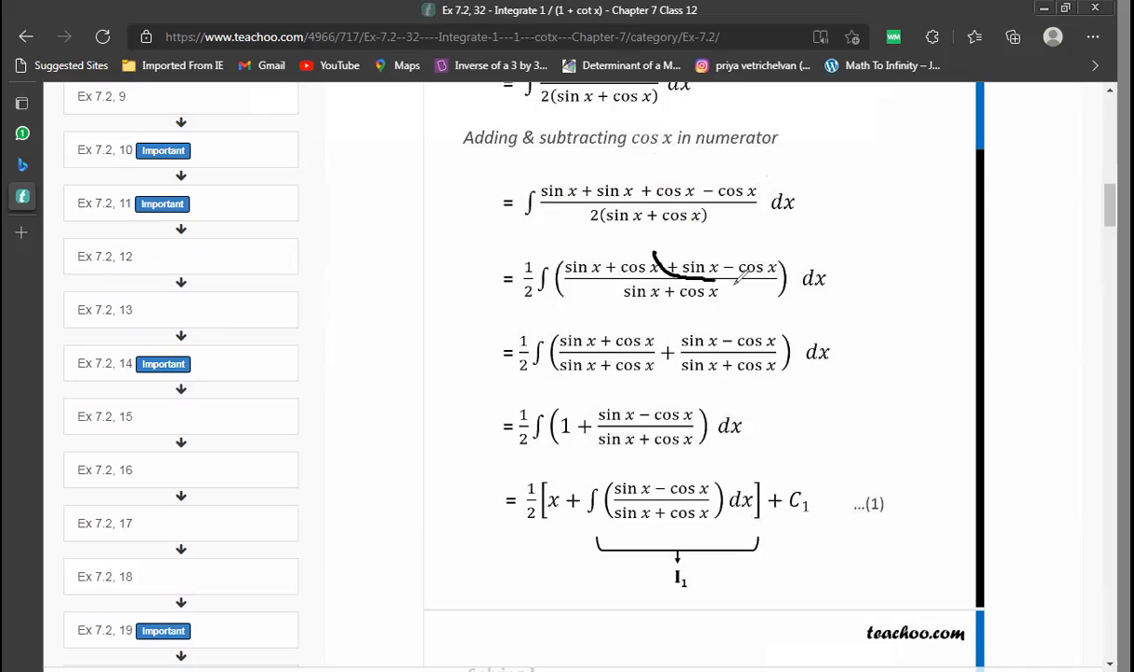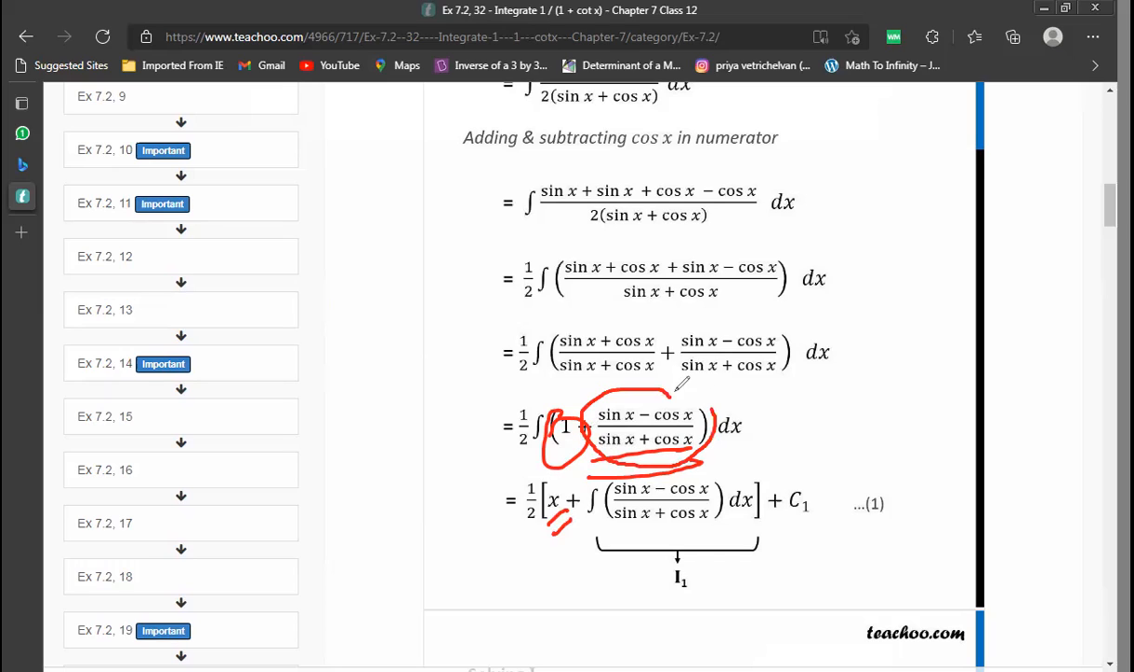Now we're clubbing these two and writing it as a fraction, and similarly taking these two and writing it as a fraction. The first will cancel, and we'll have 1, as the numerator and the denominator cancel. So the integration of 1 is x. This part is done.